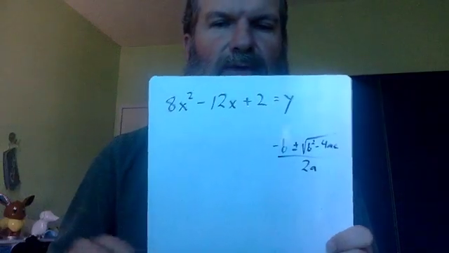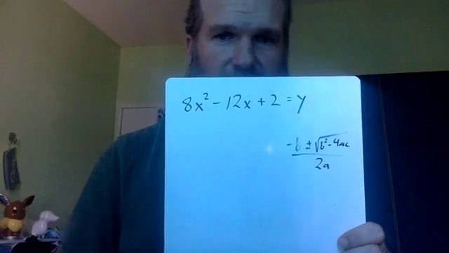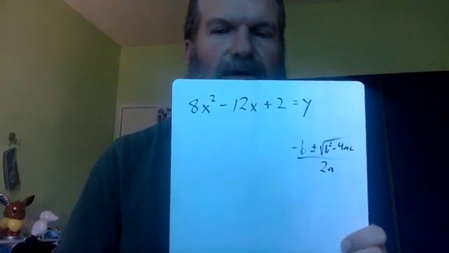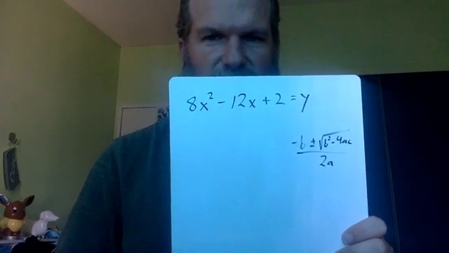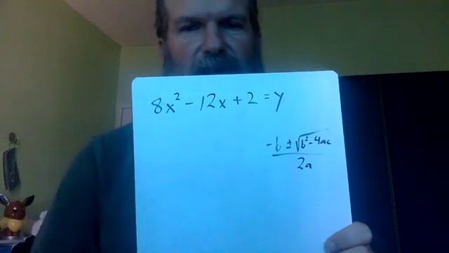Today we're going to take what we applied the last 2 days, simplifying radicals, and put it into the quadratic formula and solve for the x-intercept. So I wrote down the quadratic formula for you, in case you forgot. The negative b plus or minus the square root of b squared minus 4ac over 2a.